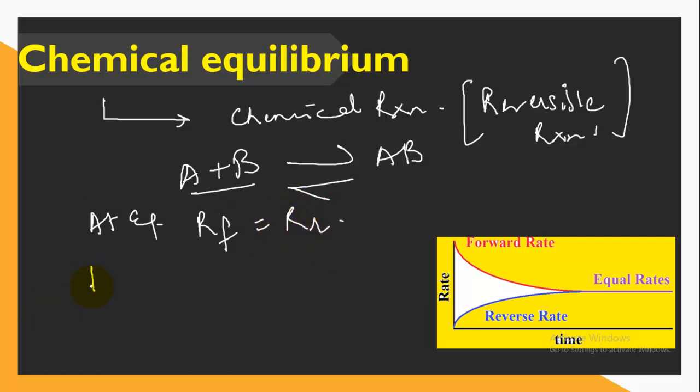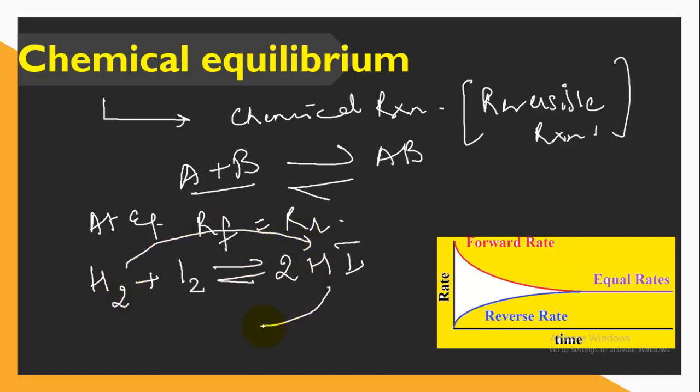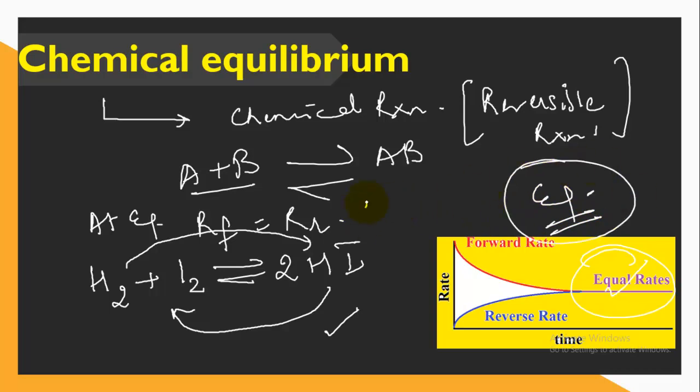Let's take an example. Suppose we have a reversible reaction in which H2 combines with iodine, reversible reaction, to form 2HI. This indicates the reversibility, right? So the rate at which H2 and I2 is forming HI is equal to the rate at which HI dissociates back into H2 and I2. Right, and this can be represented by this graph. So this represents the forward rate, this represents the reverse rate, and this is the point where equilibrium is achieved. That is when the rate of forward reaction becomes equal to rate of reverse reaction.